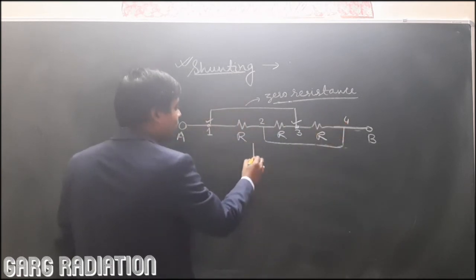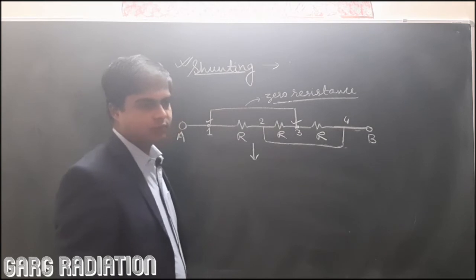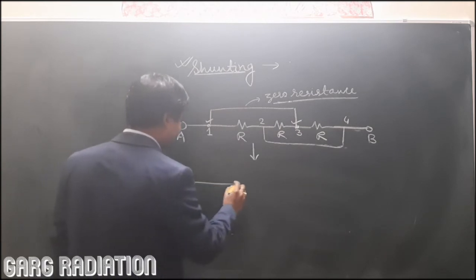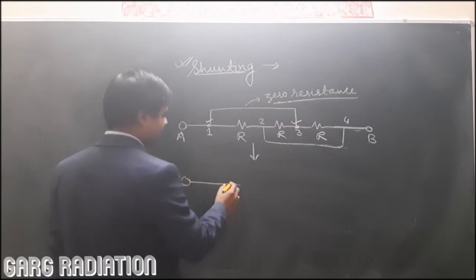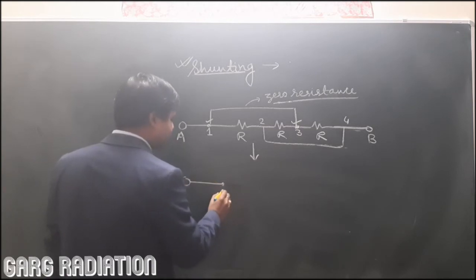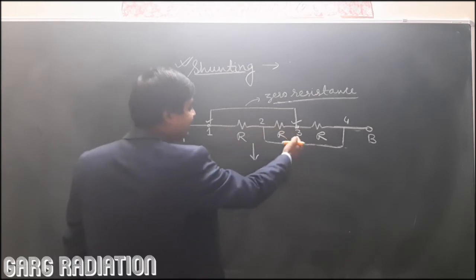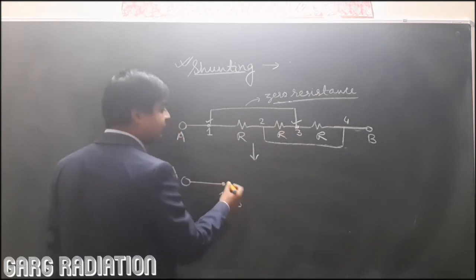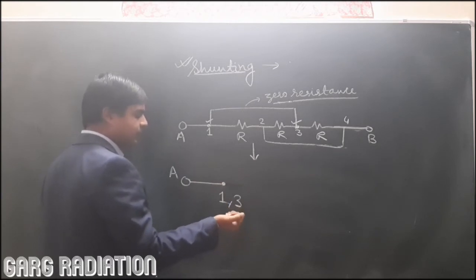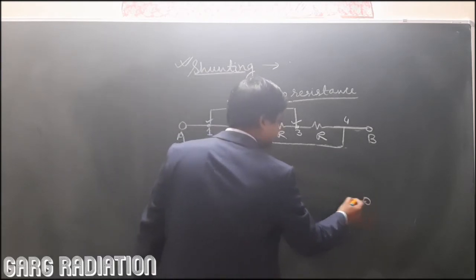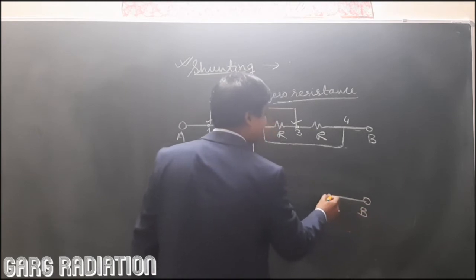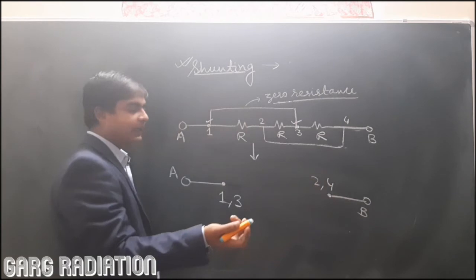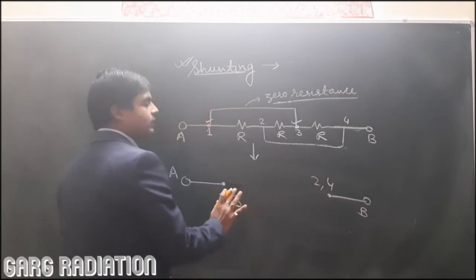So now we can redraw this circuit. This is A. A is connected with 1, and 1 is identical with 3, so 1 and 3 are together now. This is the redrawing of the circuit. Very, very important concept. Please try to understand. This is B. B is connected with 4, and 4 is the same as 2. So 2 and 4 are identical points. And now we draw the circuit.